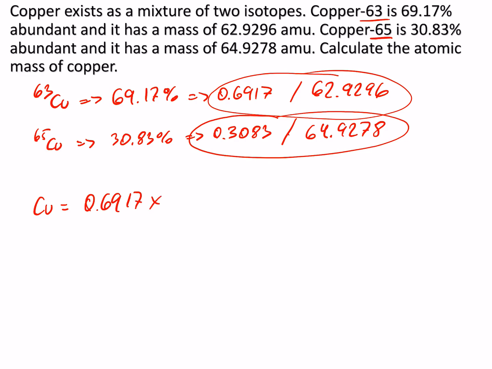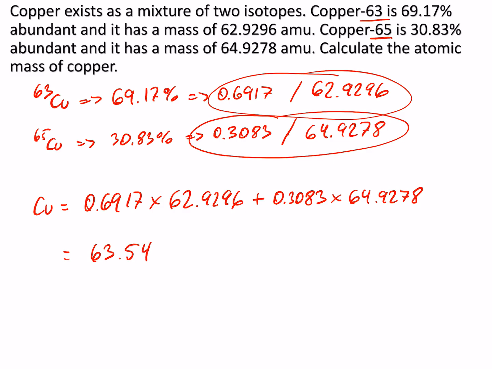0.6917 times 62.9296, plus the information on the other isotope, 0.3083 times 64.9278. When you complete this operation, you multiply those two together and then add them together, and you would obtain something in the vicinity of 63.54 AMUs. Okay, so that would be the average atomic mass for copper.